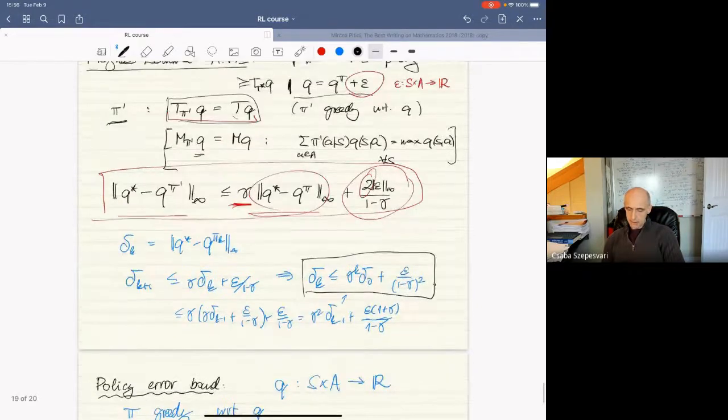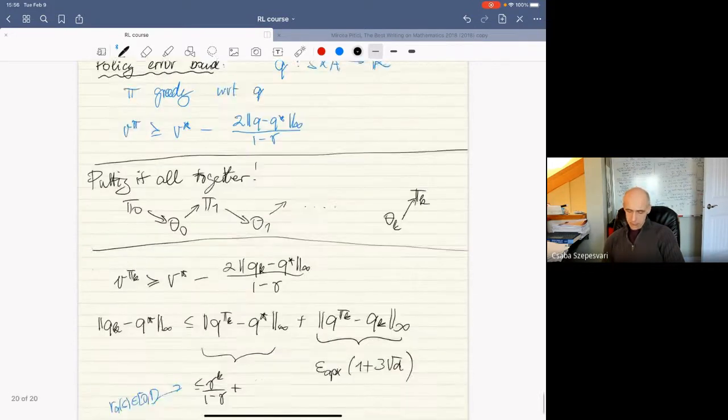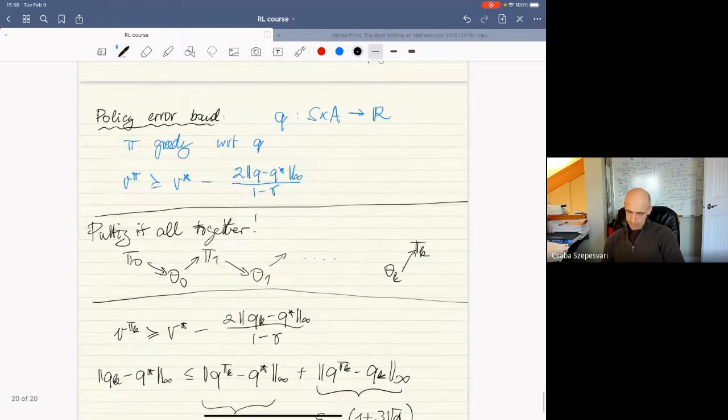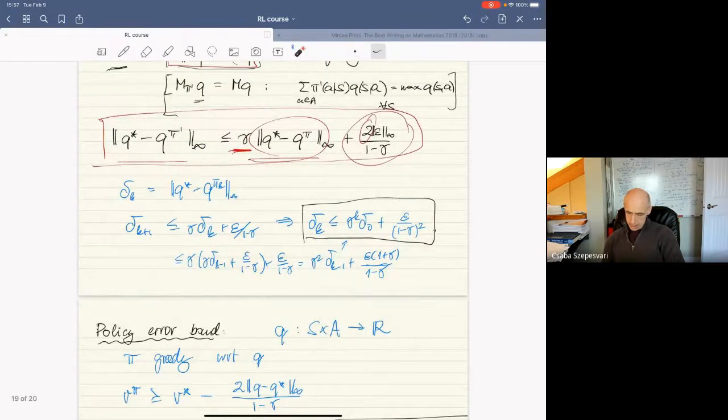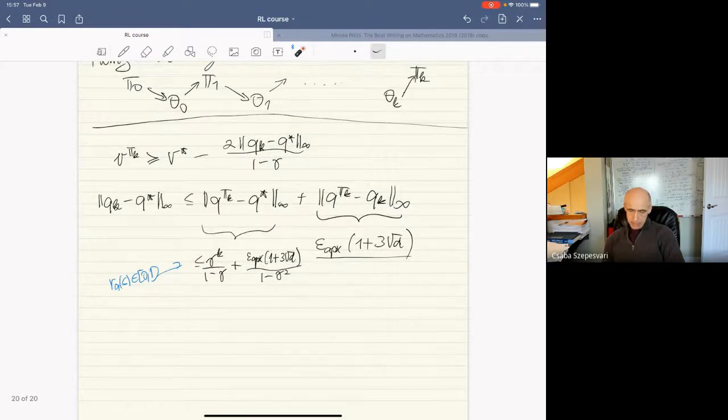And then there is this epsilon. The epsilon was the approximation error that we commit when we are doing the policy evaluation, and we just argued that those can be kept at this level. So just write the same thing, approximation error, 1 plus 3 times square root of d, and divided by 1 minus gamma squared, right? Because we had this. All right, so putting everything together.